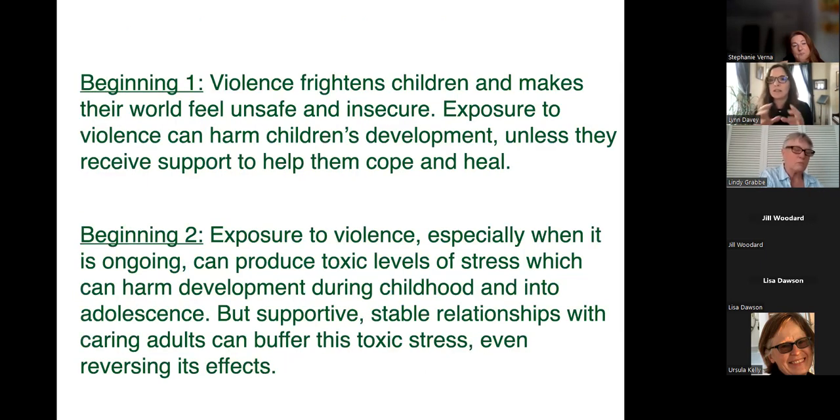Okay. Next piece is the beginning, our little summary at the top. Option 1: Violence frightens children and makes their world feel unsafe and insecure. Exposure to violence can harm children's development unless they receive support to help them cope and heal. Or 2: Exposure to violence, especially when it's ongoing, can produce toxic levels of stress, which can harm development during childhood and into adolescence. But supportive, stable relationships with caring adults can buffer this toxic stress, even reversing its effects. 1, 2, what's your vote?